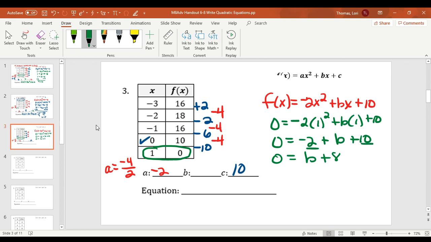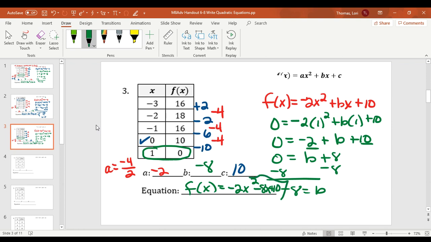Just combine -2 and 10. And now we're solving for b. So we get -8. So we have -2x squared minus 8x plus 10. Sorry if you can't see that. So again, that's f of x equals -2x squared minus 8x plus 10.